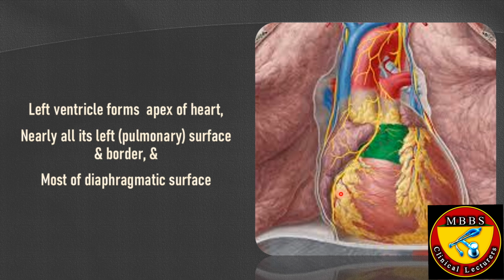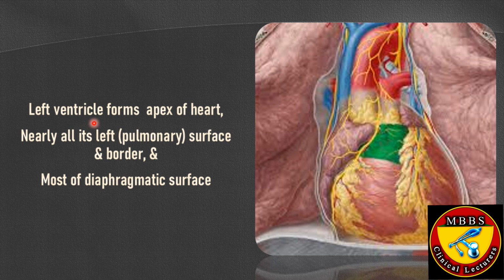Anterior wall is mainly formed by the right ventricle. Left border is mainly formed by the right atrium. Diaphragmatic surface is mainly formed by the left ventricle. This ventricle is coming downward and the majority of the diaphragmatic surface is formed by the left atrium. But the anterior surface is formed by the right atrium.